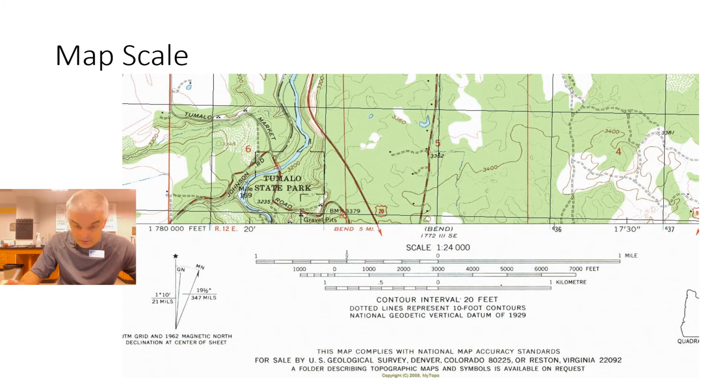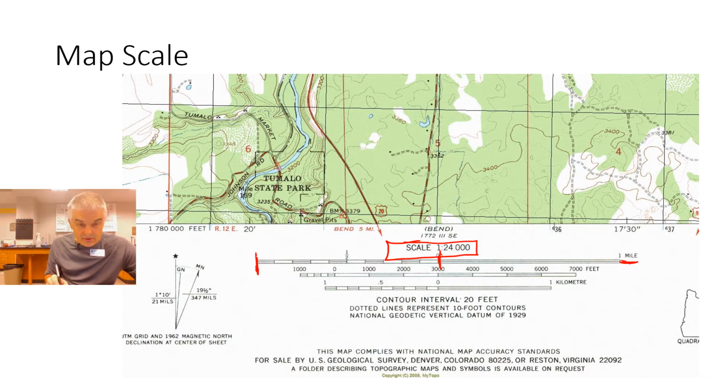Secondly, you can also determine the scale of the map. When they say here the scale of the map is 1 to 24,000, that means literally 24,000 times smaller than reality. But what's important here is these numbers here, right? This is miles, okay? And so from here to here would be 1 mile, from 0 to 1, and then this would be feet.